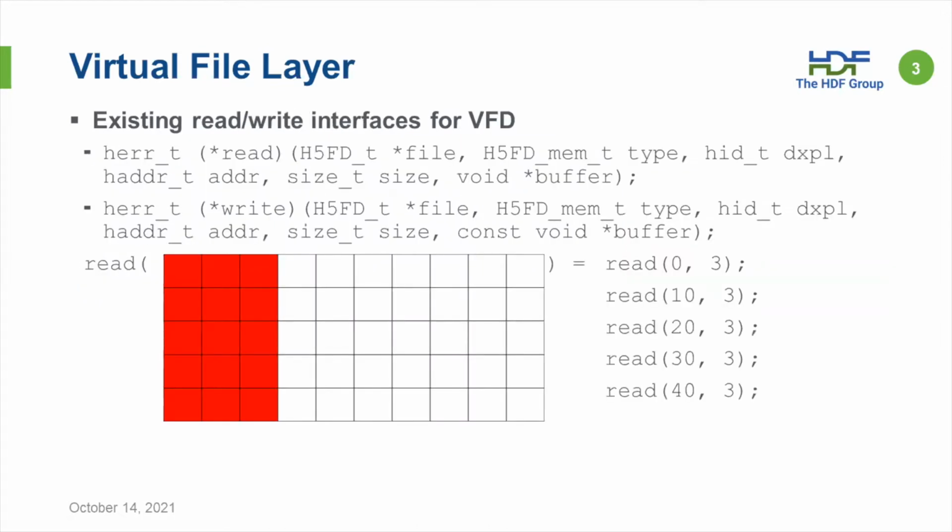So here's an example of how that works. These are the actual definitions of the callbacks for the file driver. We have read, and you see it gets an address, size, and a buffer. And then write, same thing, address, size, and buffer. I'm going to be using this 5 by 10 or 10 by 5 array as an example here. If you're selecting the first 3 columns, then that gets translated to 5 different read calls. A read at 0, length 3, a read at 10, length 3, and so on.